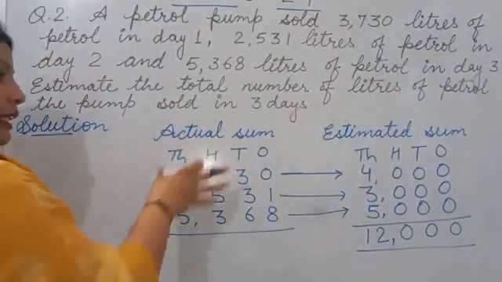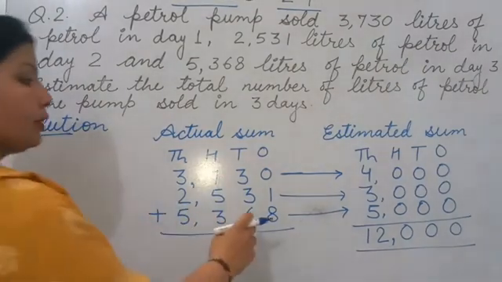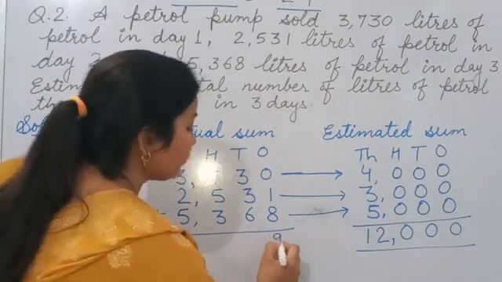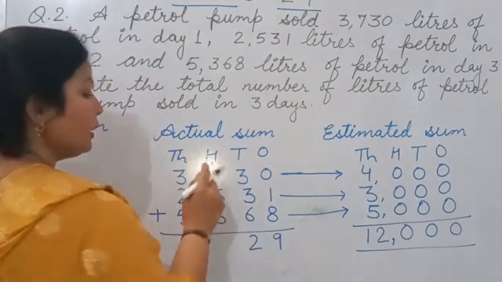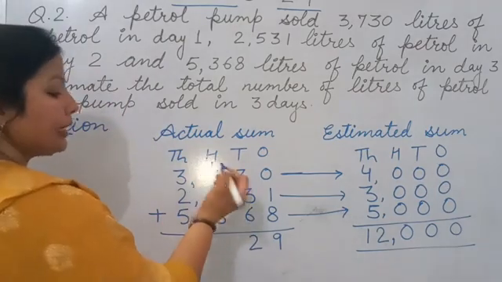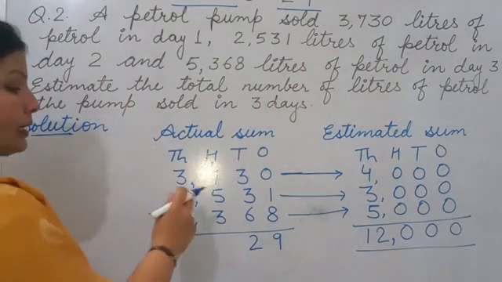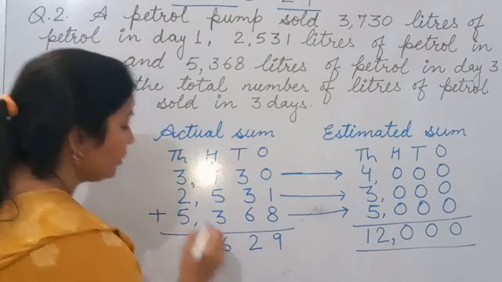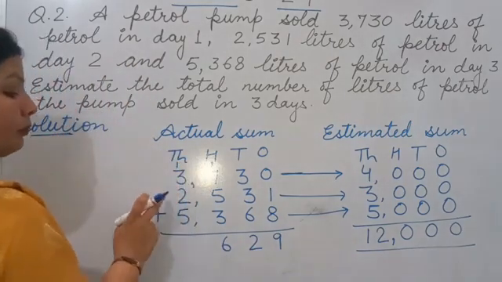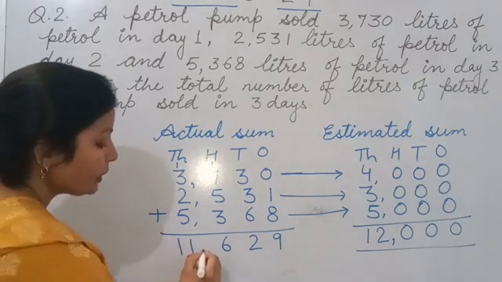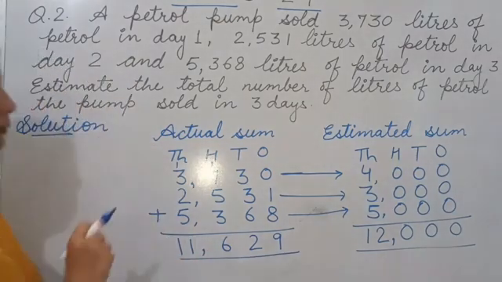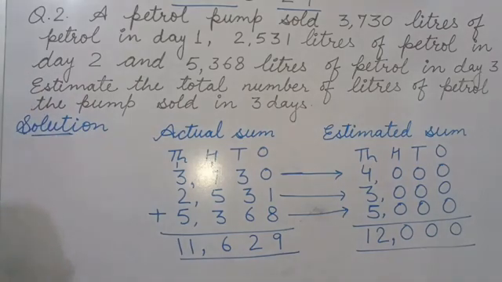Now we can add the actual numbers also. Okay. So 8 plus 1 is 9. 3 plus 3 is 6. 6 plus 6 is 12, 1 carry. Now 7 plus 1 is 8. 8 plus 5 is 13. 13 plus 3 is 16, 1 carry. 3 plus 1 is 4. 4 plus 2 is 6. 6 plus 5 is 11. So 11,629. Here it is given, estimate the total number of liters of petrol the pump sold in 3 days.